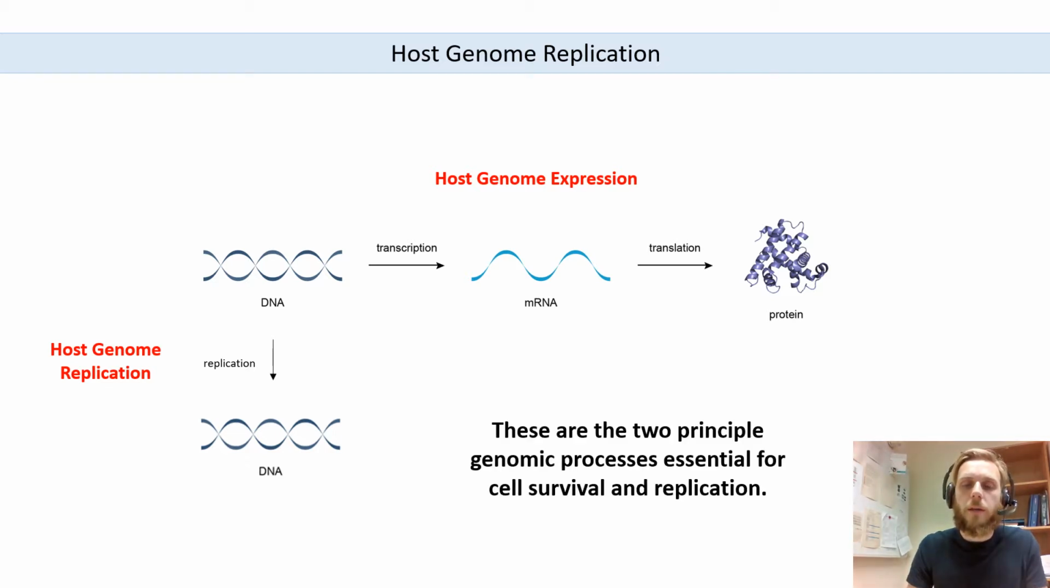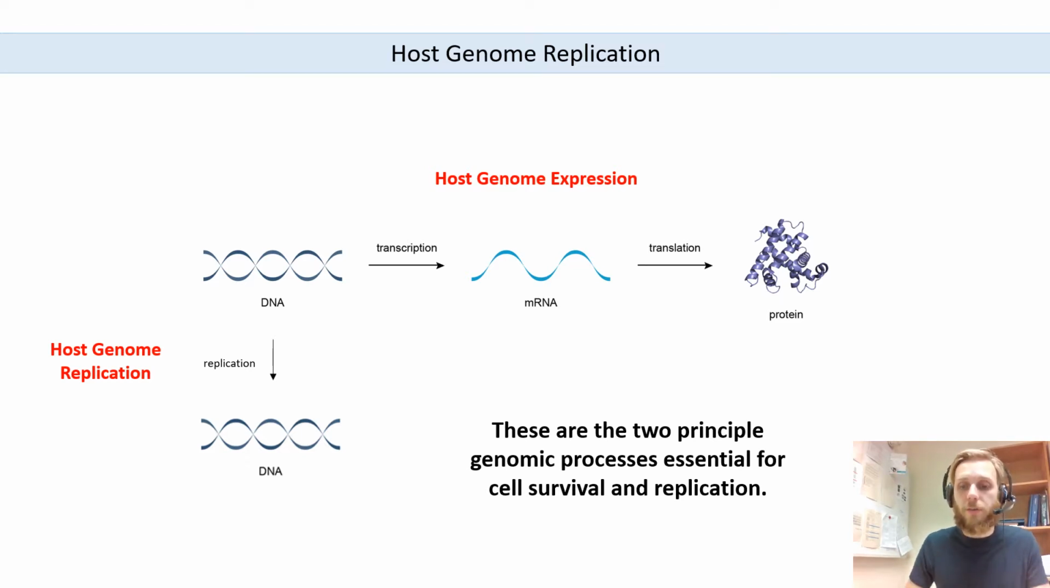One way in which we can define these two processes is to say these are the two genomic processes that are essential for cell survival and replication. Again, we're talking about a host cell here. If a host cell wants to maintain itself, if it wants to survive, it needs to express its genome because it needs to produce the proteins that are necessary to keep a cell going, to keep a cell surviving. If it wants to replicate, so produce copies of itself, it also needs to create proteins.